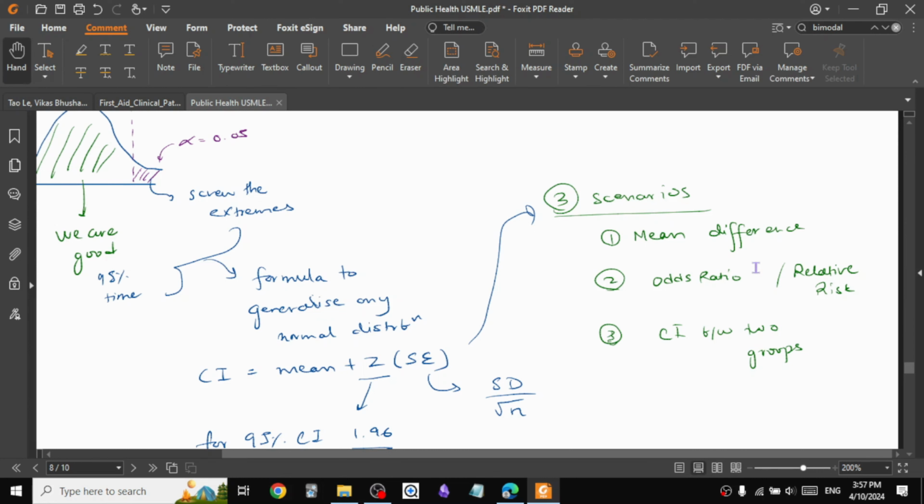The second scenario is when I'm measuring an odds ratio. Okay, where do we use odds ratio? In a case control study, or if I'm measuring relative risk and stuff, right? If I'm doing those studies, let's say you have an exposure, or I'm testing an intervention, or I'm testing for risk based on some disease or some other thing, then that is another scenario. And then there's the confidence interval between two groups of the same category.